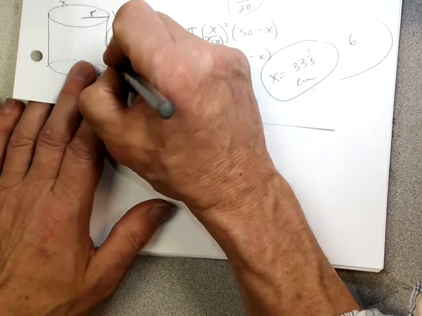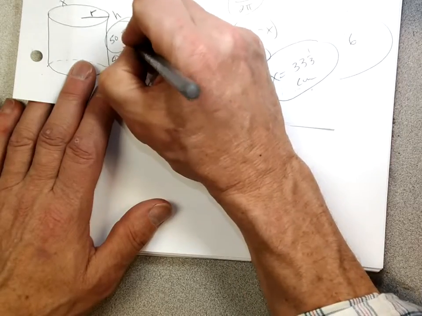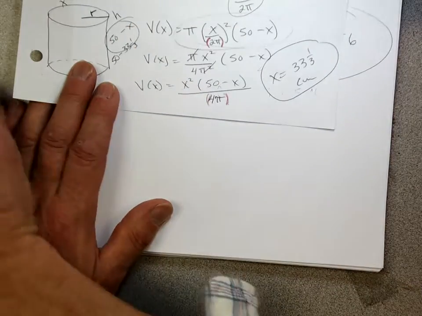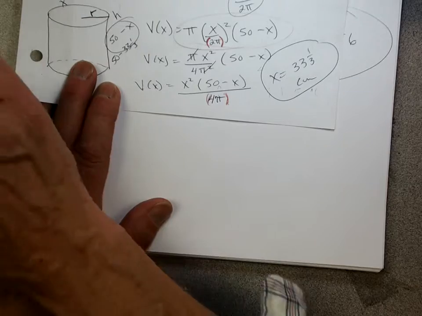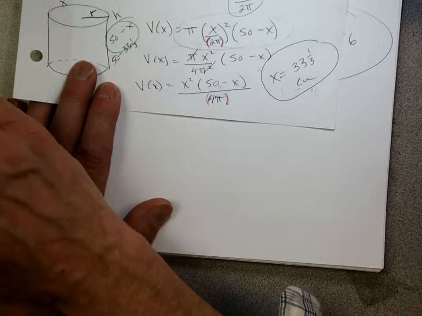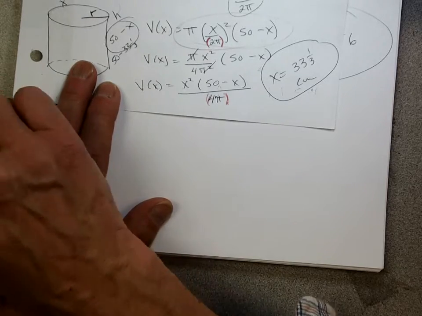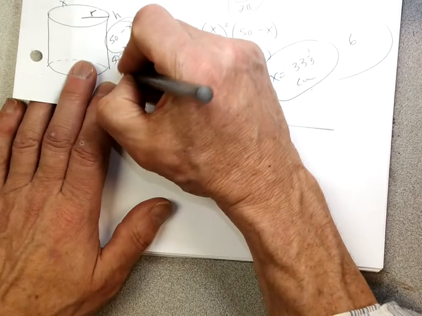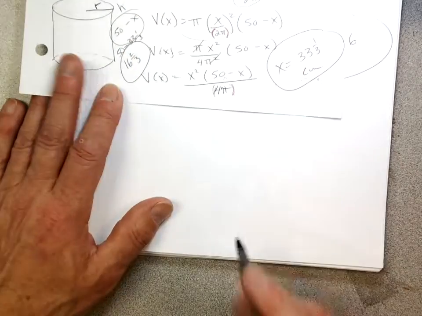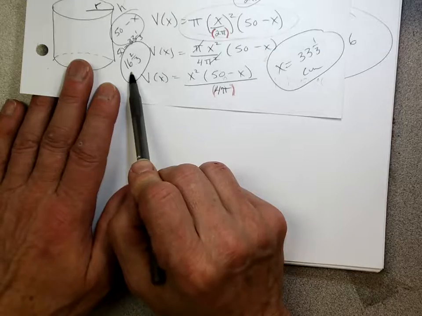So if I go 50 minus 33 and 1/3, what's that, a 16 and 2/3? Probably 50 minus 33. Yeah, 16 and 2/3. So the height should be 16 and 2/3.